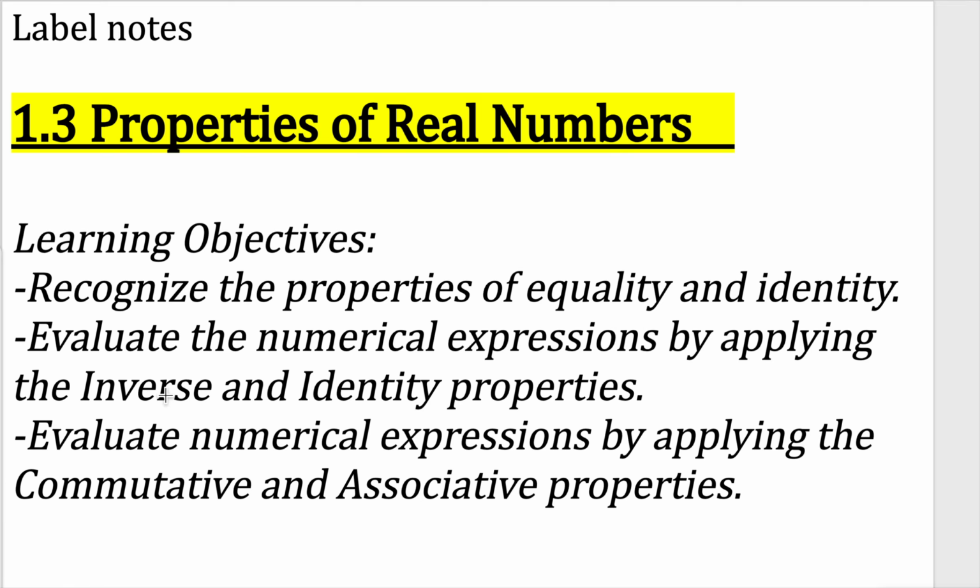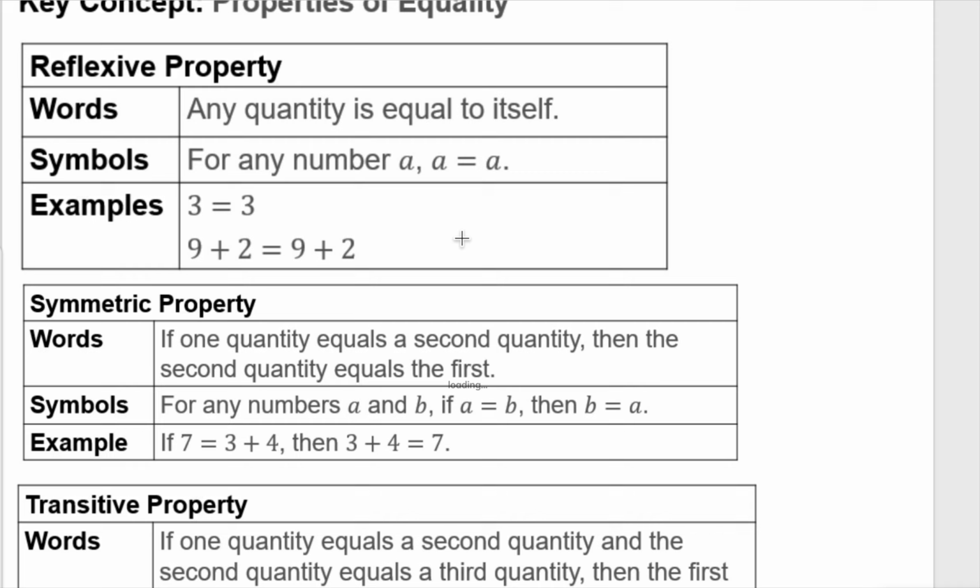Today we're looking at Lesson 1.3, Properties of Real Numbers. So our learning objectives today are recognize the properties of equality and identity, evaluate the numerical expressions by applying the inverse and identity properties, and then also evaluate those numerical expressions by applying some commutative and associative properties. Again, this is still a part of Chapter 1, review, so everything we see today should be a good review for our brains. First up, reflexive properties.